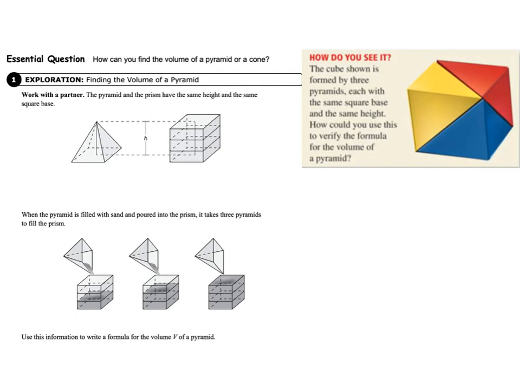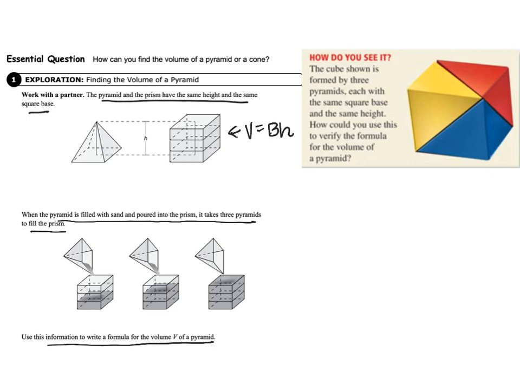The essential question is, how can you find the volume of a pyramid or a cone? Here's an example of a pyramid and a prism that have the same height and the same square base. When the pyramid is filled with sand and poured into the prism, it takes 3 pyramids to fill the prism. Use this information to write a formula for the volume of a pyramid. Well, if the prism is big B times H and it takes 3 pyramids to fill a prism with the same height and the same base, then the pyramid should be 1/3 of that total volume.